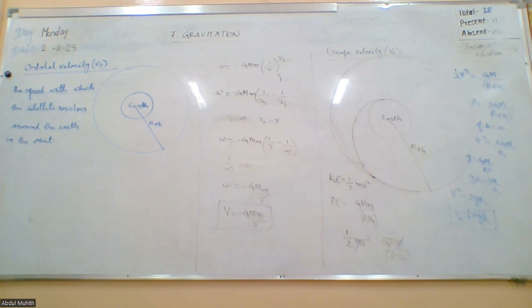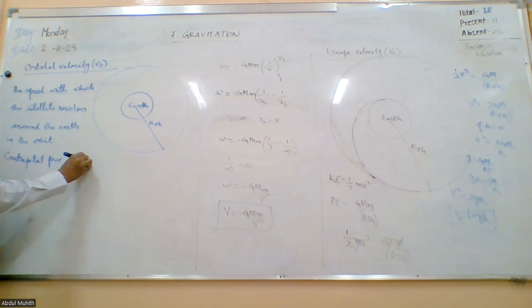So here we have centripetal. So we have two forces. One is centripetal force. Centripetal force, or centrifugal force, is equal to mv square by r, right? Equal to mv square by r.